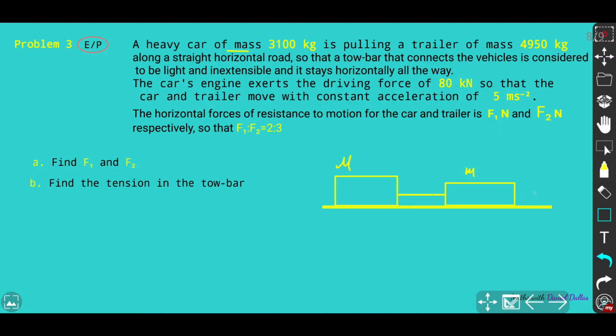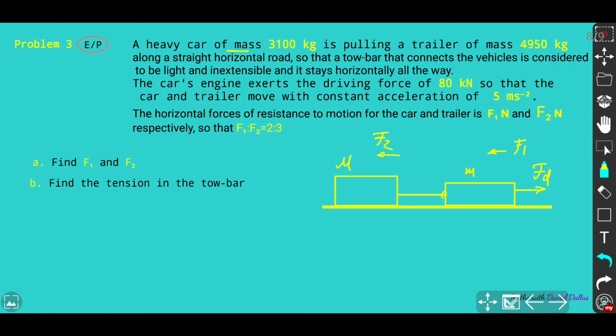to the right. So it's going to be a driving force here, Fd. There is also a resistant force which acts on each object here. Let it be F1 for the car, and here is going to be F2 against the motion for the trailer. There is also a tension force. The trailer actually pulls the car a little bit, so that's why the tension force is obviously directed in that way.